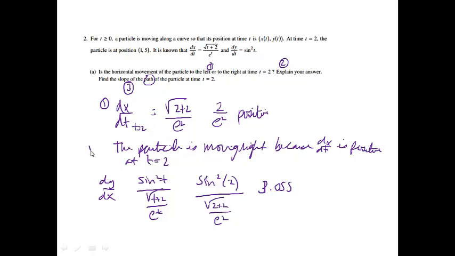Okay, so this problem was worth 3 points. If we said it was moving to the right with a reason, we'd get a point. If we found dy/dx was equal to dy/dt over dx/dt, we'd get a point, and then we'd get a point for the correct answer. So that was worth 3 points.